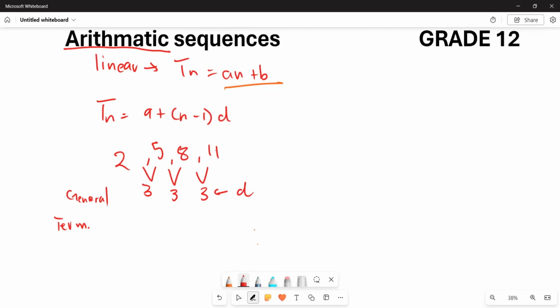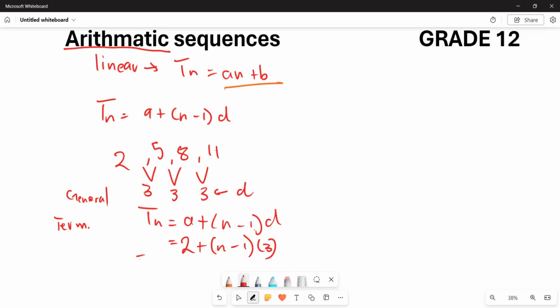Now finding the general term of this is basically what you are going to do next. Tn is given by a plus open bracket n subtract 1 close bracket d. Now, what is the a? The a represents your first term, and your first term in here is 2. So this is 2 plus open bracket n subtract 1, and the difference that we found here is positive 3.